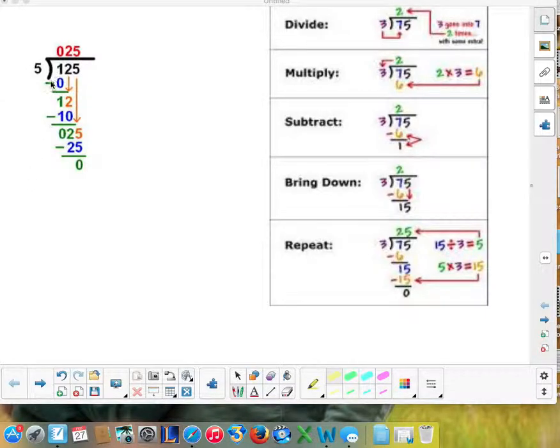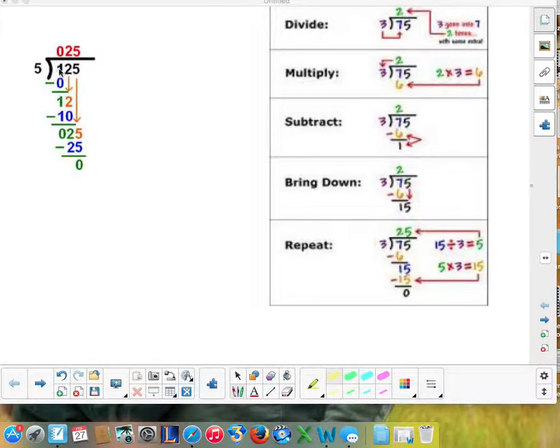So the first thing that you're going to do is write out your question. Here we've got 125 divided by 5. The next thing we're going to do is look at the number on the left. I know 5 will not go into 1 at all.